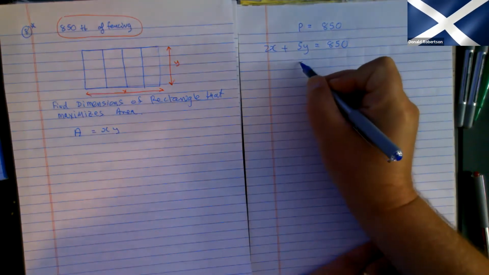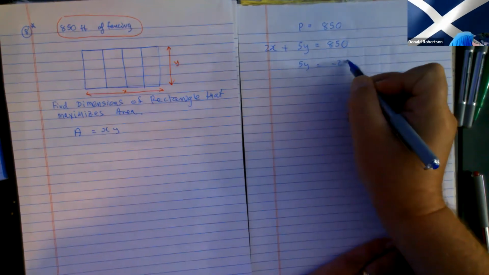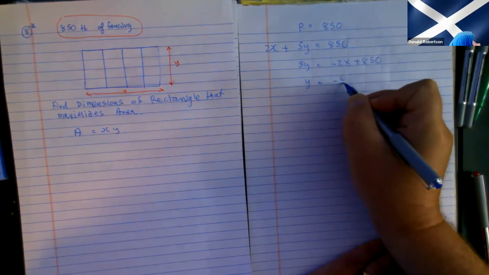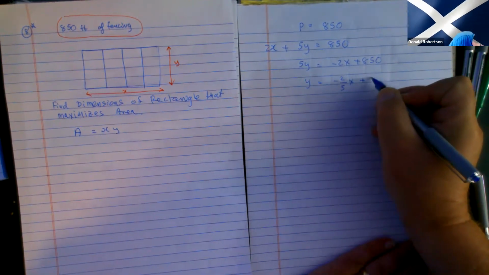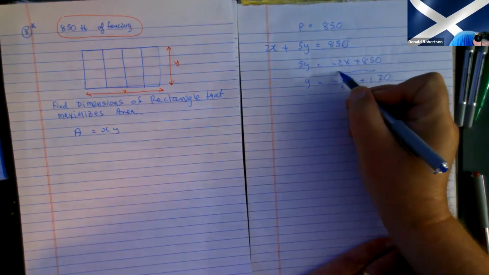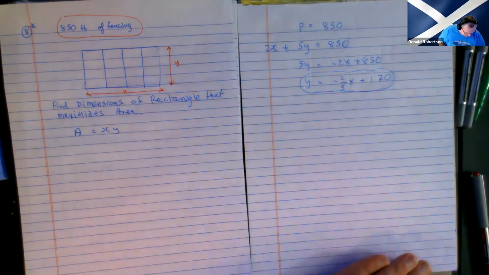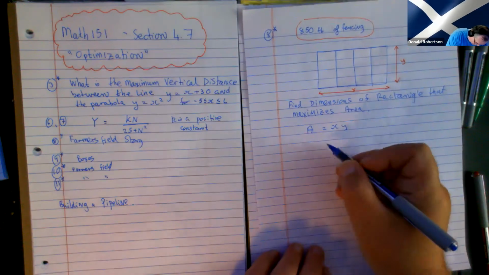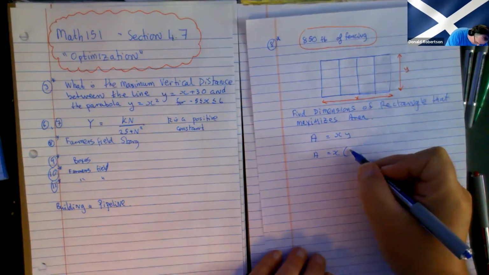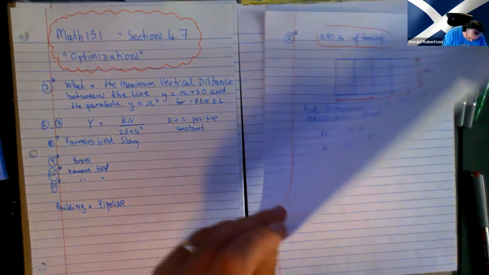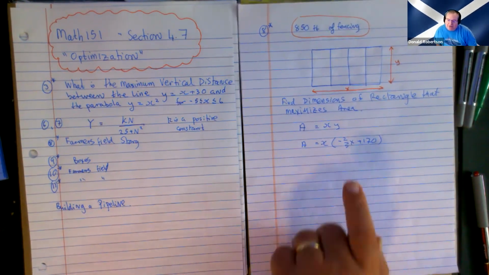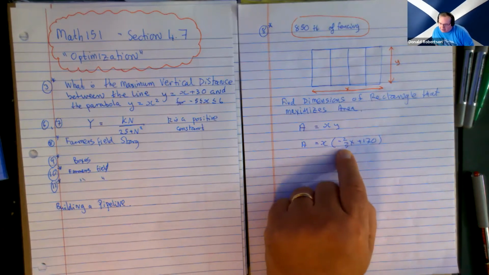I then solve for Y. I'll take away 2x from both sides. I will then divide both sides by 5. I now know what Y is in terms of X. So I go here and I go X times negative 2/5 X plus 170. And if we can get to this line here, you've broken the back of the question.